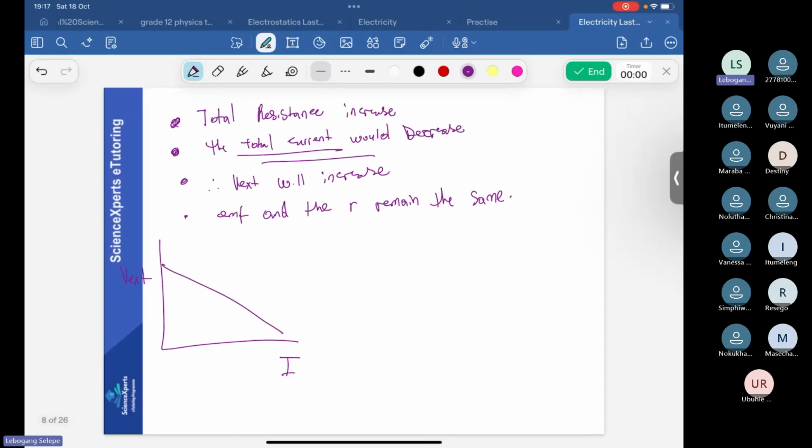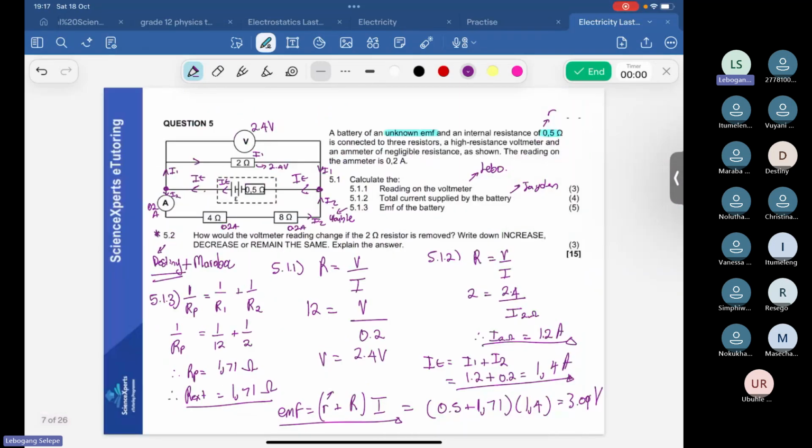Thank you, Destiny. Ubuhle, yes sir. Ubuhle with a U. Can you repeat what happens when you remove a resistor in parallel? This guy's from Pretoria, I can tell.